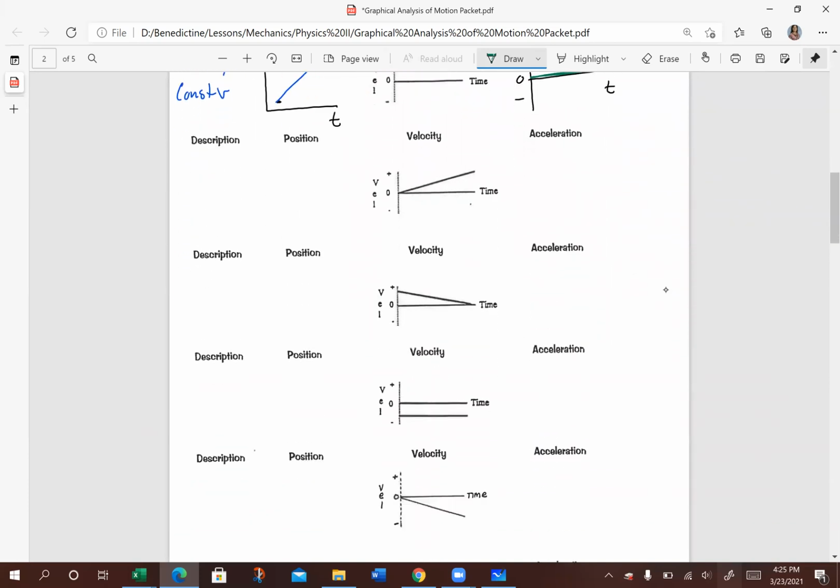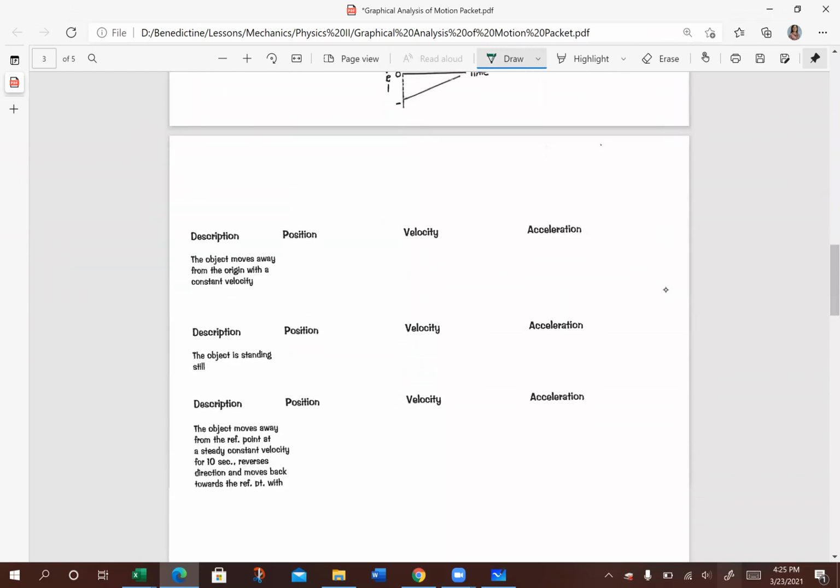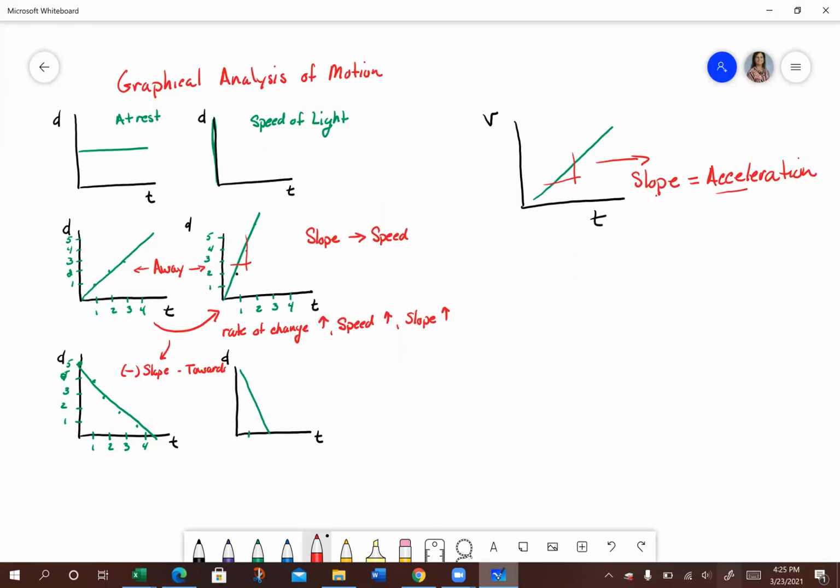All right, good luck. Think, think, think. Always refer back to what was discussed here as you're thinking, always thinking in terms of slope. Slope of the position graph gives you speed. Slope of a velocity graph gives you acceleration.